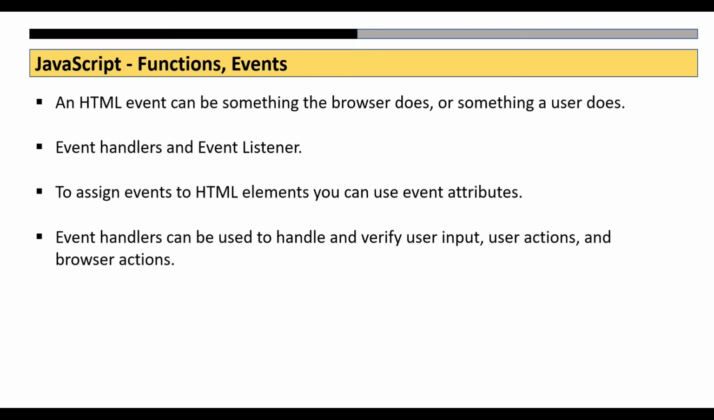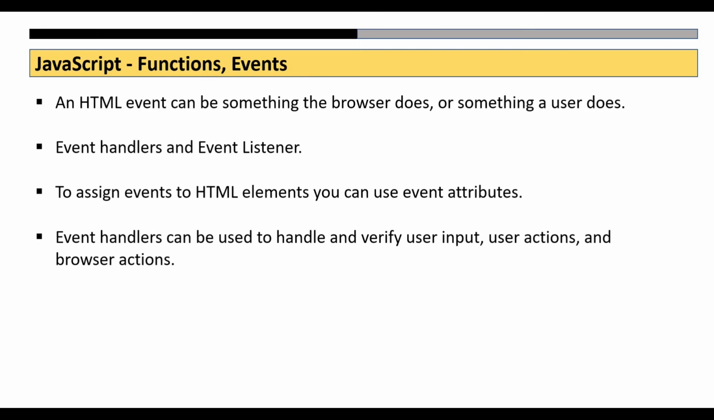An HTML event can be something that your browser does or a user does. So there are two categories of events, browser events and user events. The user is the person who is using the application. So that means some action, some happening by the user. So an event is nothing but a happening or something a user has done.